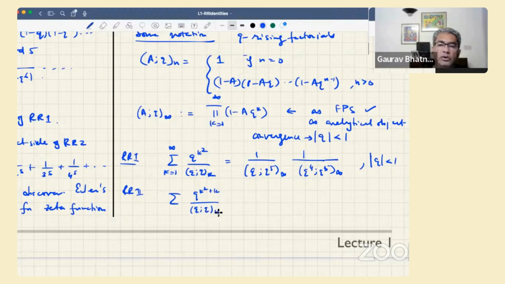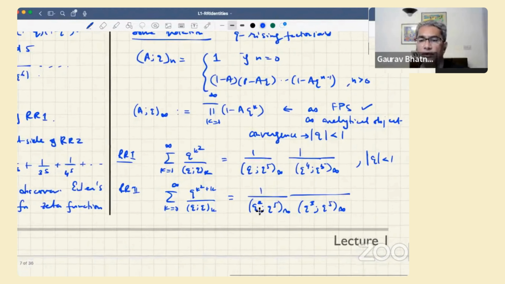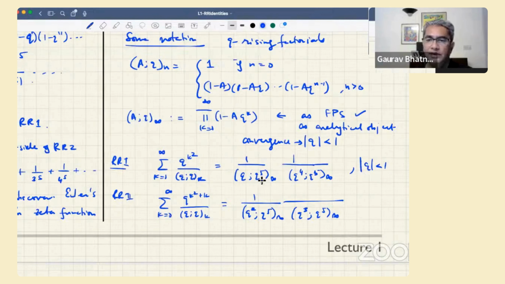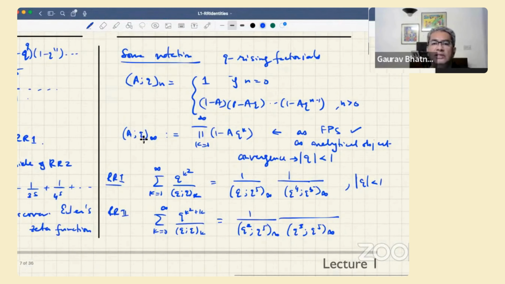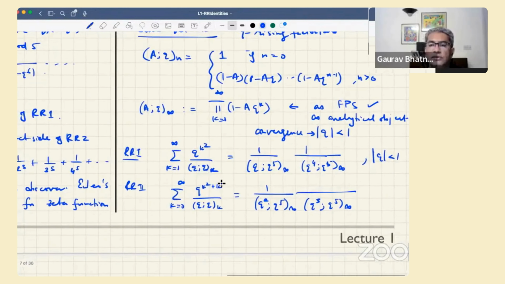And Rogers-Ramanujan 2, you will see like this. If you Google Rogers-Ramanujan identities, you will see something like this. Just mentally go through this. This is 1 minus q to the 6, 1 minus q to the 11, and so on. And this is 1 minus q to the 4, 1 minus q to the 9, and so on. Each time q is replaced by q to the 5, the power of q changes, right? And this was already here.